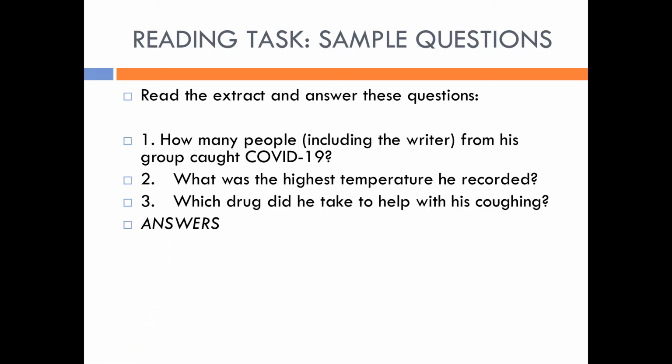Okay, so very quickly, here are the answers. Question 1, it's 17. Highest temperature recorded, 38.2. If you think your normal temperature is about 36.5, it's pretty high for your fever. And the last one, you took Nurofen. So hopefully you found all those answers. Pretty straightforward, like I said. 3 easy marks.